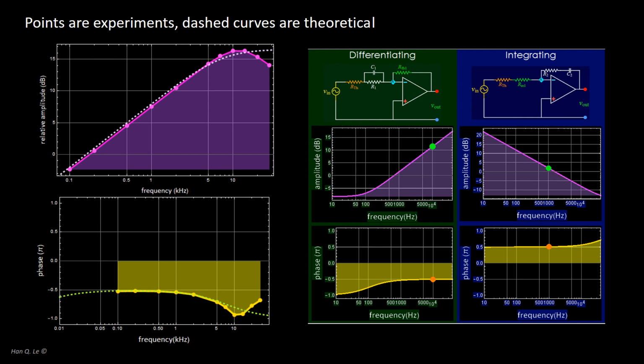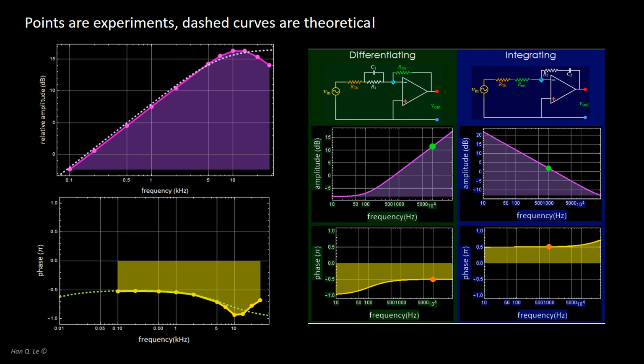The dashed theoretical curves from the simulation app agree well with the experimental results for the frequency range below the LM741 bandwidth. The calculation was done with the nominal, not measured, values of the various R and C components. If these values were allowed to vary, an even better fit would be obtained.